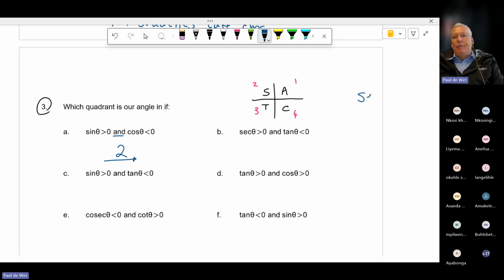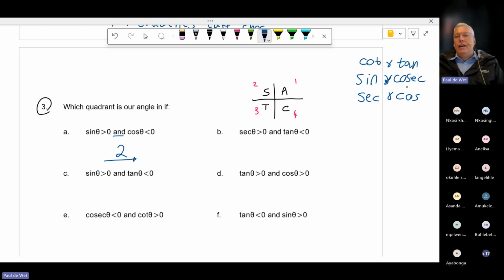Okay, where is sec positive and tan negative? Now remember, I'm going to write sec and cos, sine and cosec, and cot and tan. They behave the same way, because when you turn it upside down, the sign doesn't change. Okay, well done.